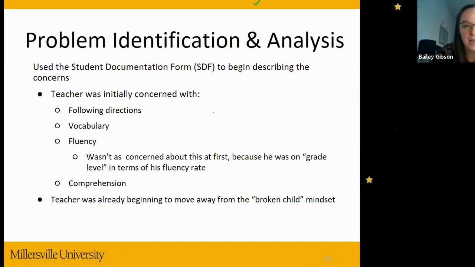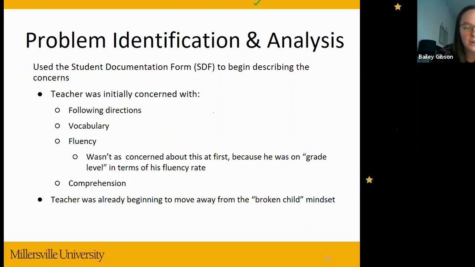So that was pretty high inference. That was more that broken child mindset. But after discussing that a little further, she went right into the more academic, more reading dimension areas. So she really worked her way down that ladder of inference, and she switched her mindset to the more broken match mindset. Then she started talking about vocabulary, fluency, and comprehension.